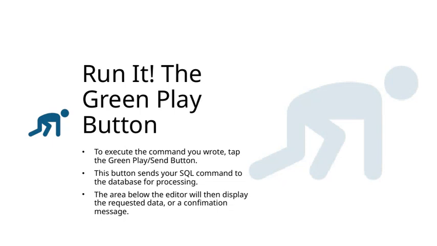All right, now let's talk about how to run your SQL commands. When you're ready to execute the command you've written, simply tap the green play button. This is the key step in turning your code into action. The green play or send button is what sends your SQL command directly to the database for processing. Once you tap it, you'll notice that the area below the editor updates. It will either display the data you requested or show a confirmation message.